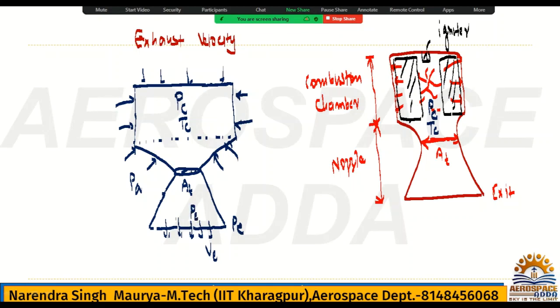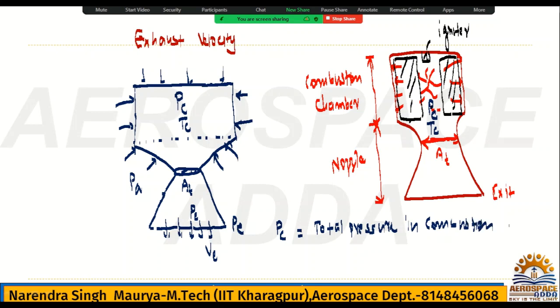So my point is that PC and TC will be total pressure and total temperature. There should not be any confusion. What is PC? Total pressure in the combustion chamber. What is TC?